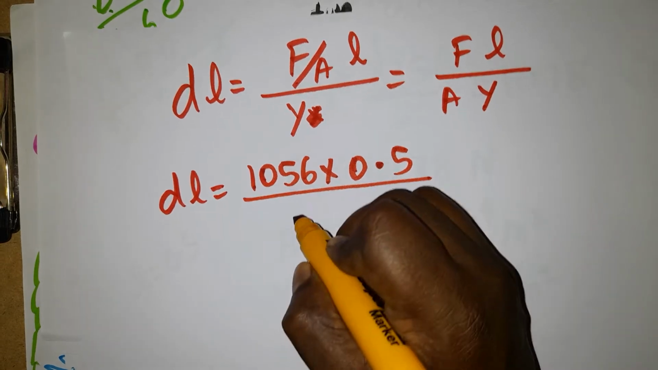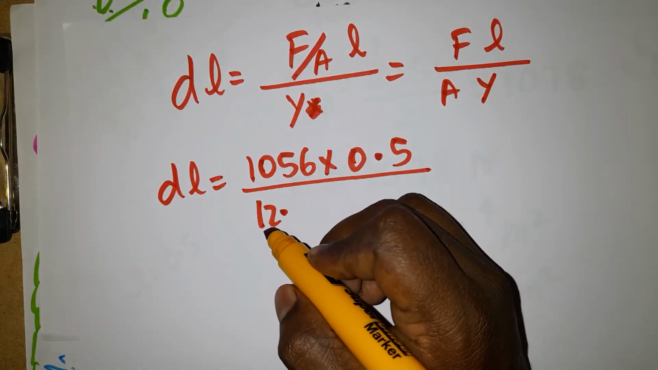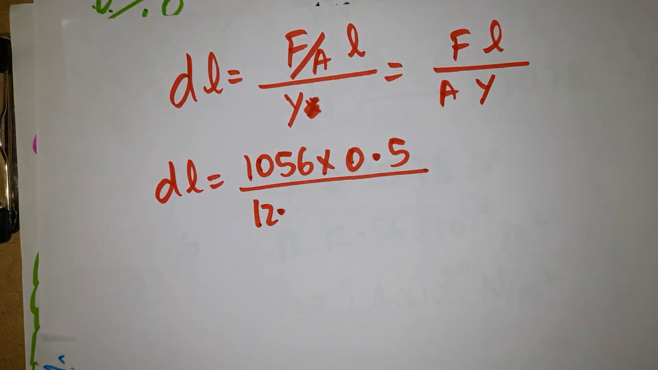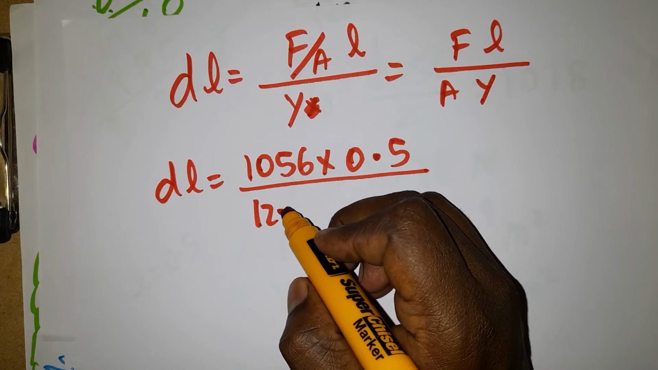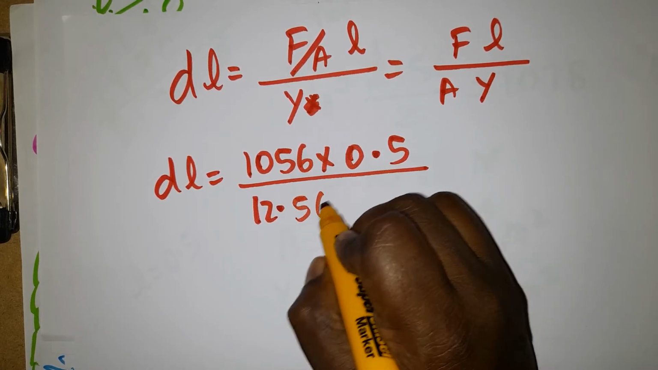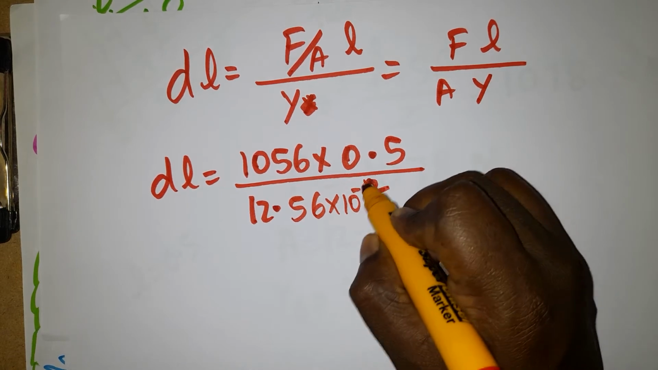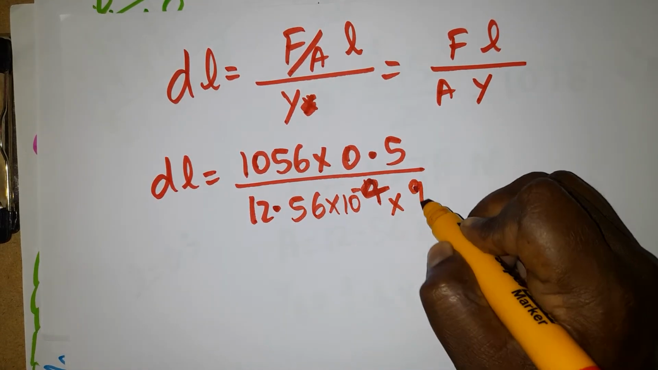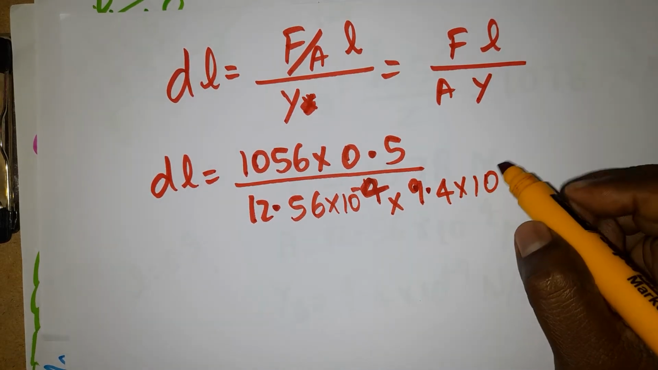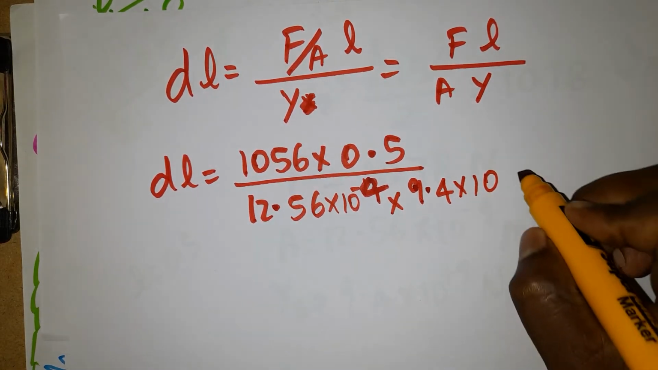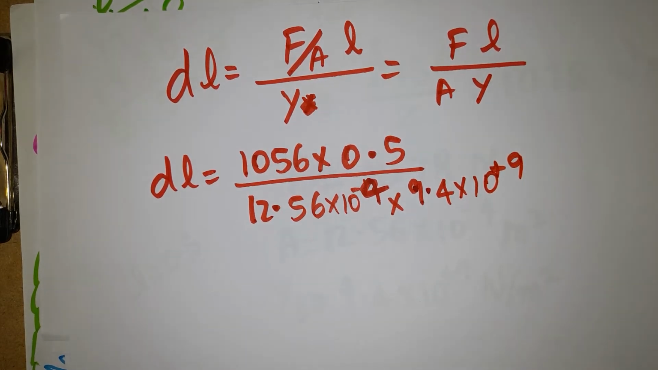Okay, then area 12 point, slowly you can do this calculation. I will bring the exact book answer. So 12.56 into 10 power minus 4 area. Young's modulus of the bone 9.4 into 10 power plus 9. Okay, this is what we'll have. Now simplification we can do.